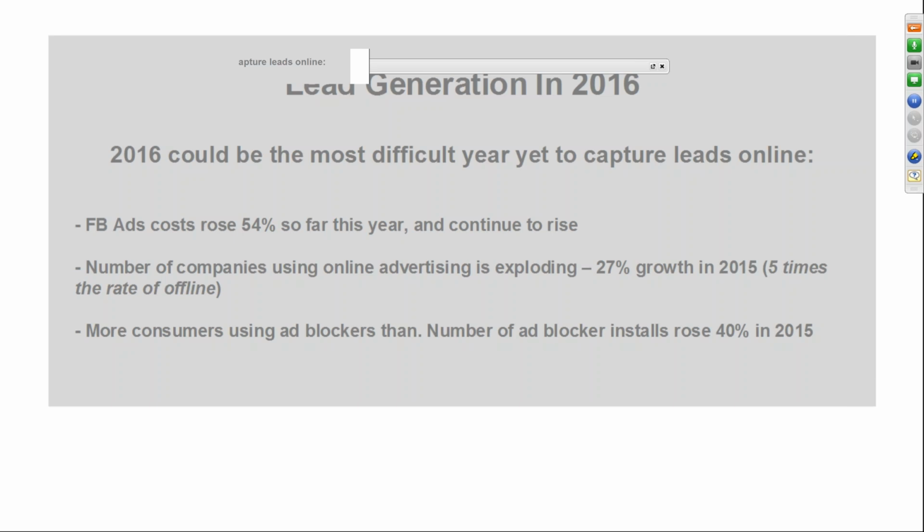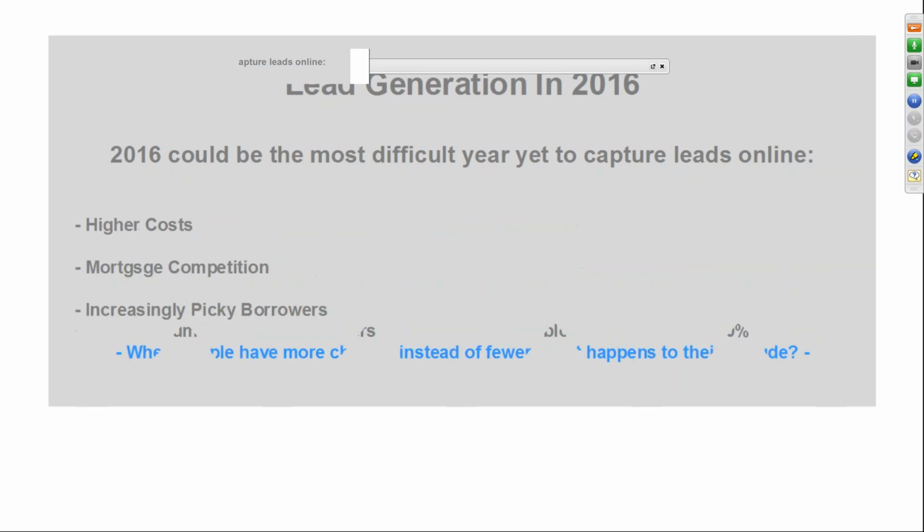But more consumers are using ad blockers now. So even the folks that learn how to run ads online, what they're finding is the audience is kind of shrinking in some areas just because of the fact that more people are using those ad blockers that pretty much block just about any ad out there. Ad blocker installs rose 40% last year. Is that a good thing or a bad thing, right? It makes it more difficult.